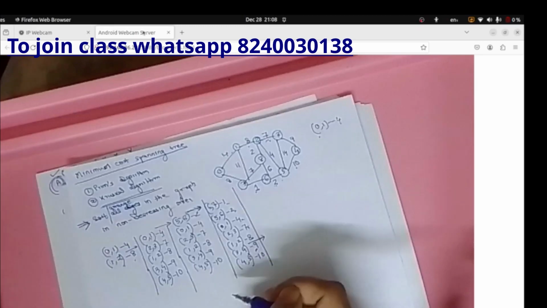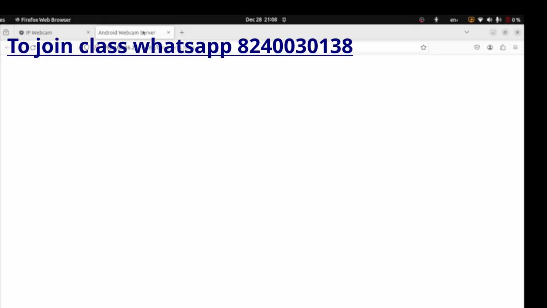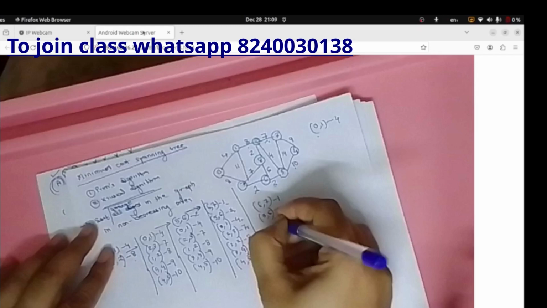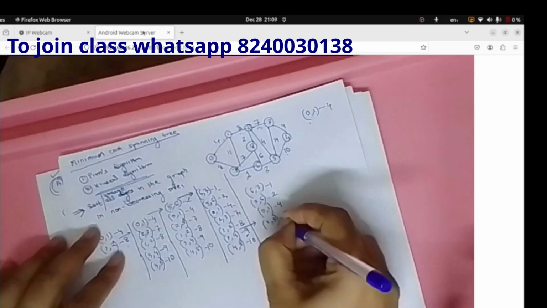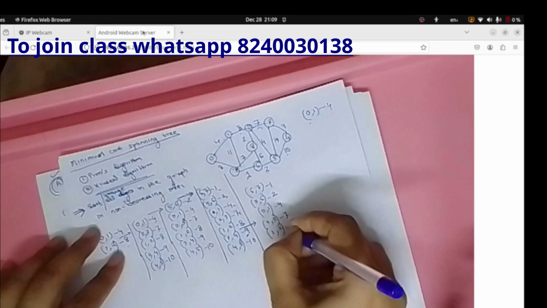So what will be the sorted list? The list is now: edge 6, 7 has weight 1. Then 5, 6 edge has weight 2. Then 0, 1 edge weight is 4. Then 2, 3 has weight 7. Then 1, 2 has weight 8.